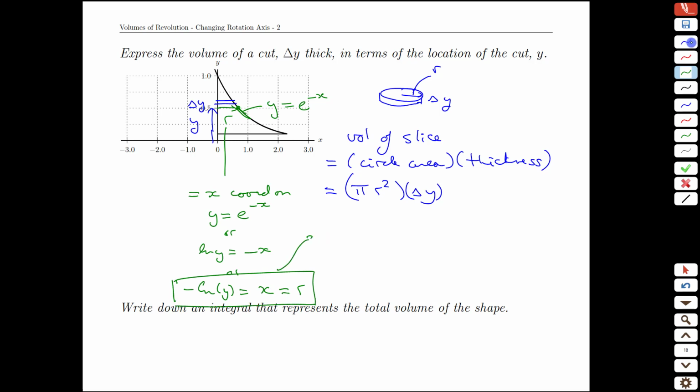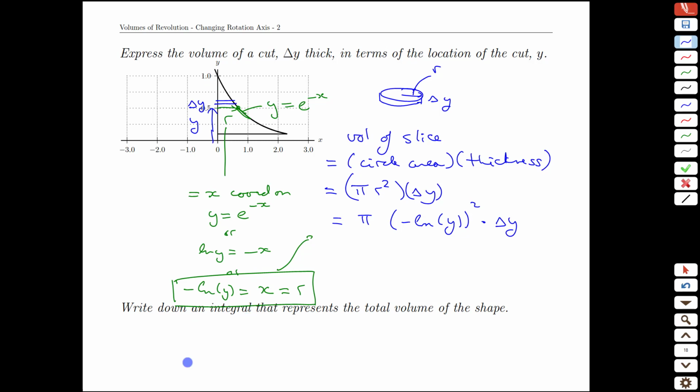We take that and put it in our volume for the slice equation. Negative ln of y all squared times delta y. If anyone tells us what y is, what slice we're looking at, and the thickness of the slice that we want, we can then compute the volume of this structure here, and that'll be the one element of our sum to get the entire volume.